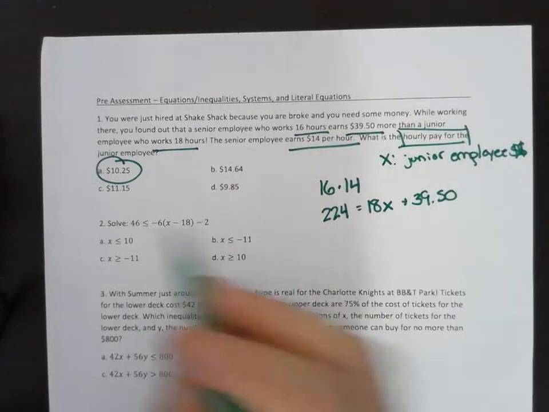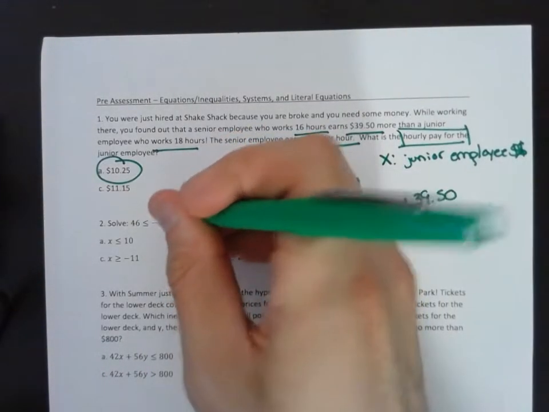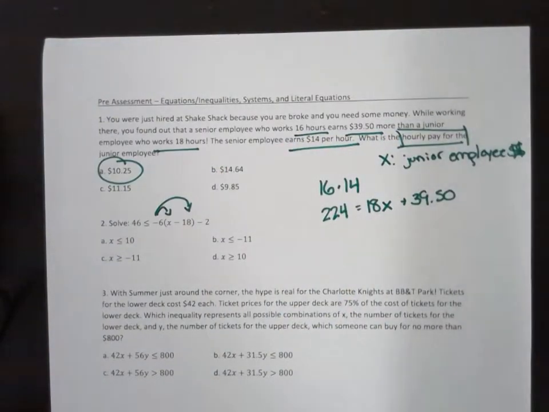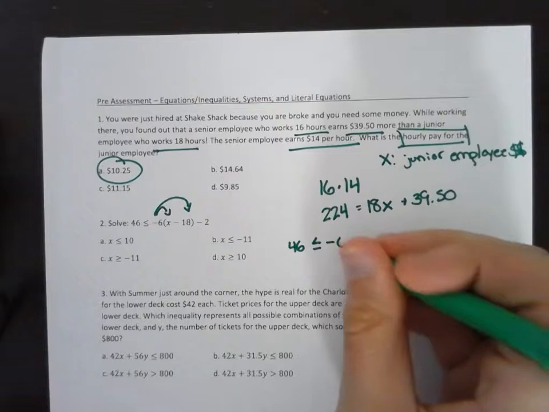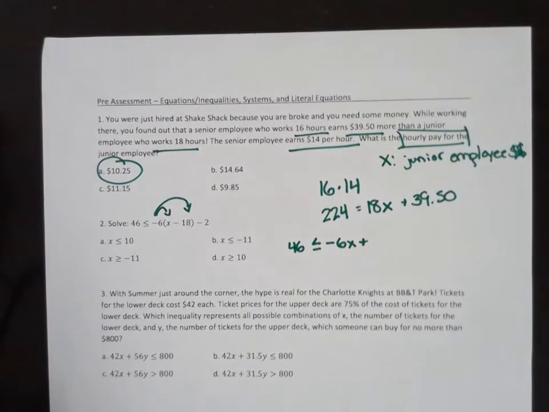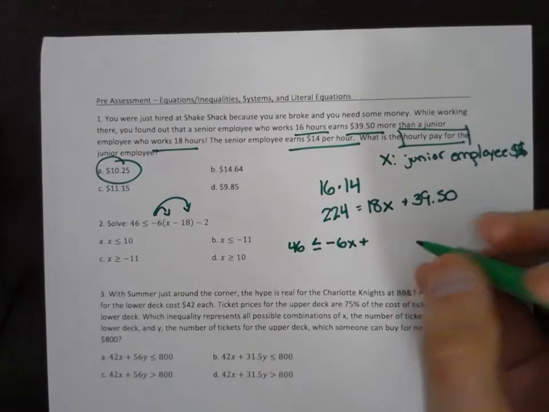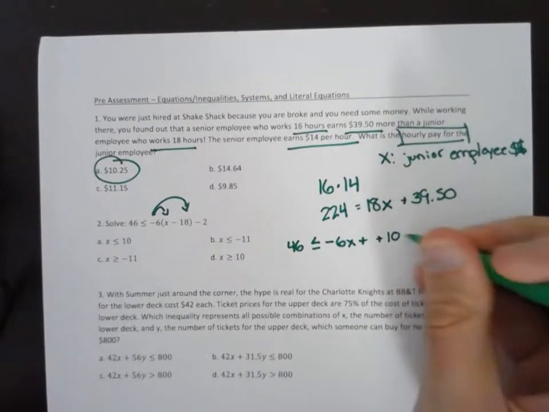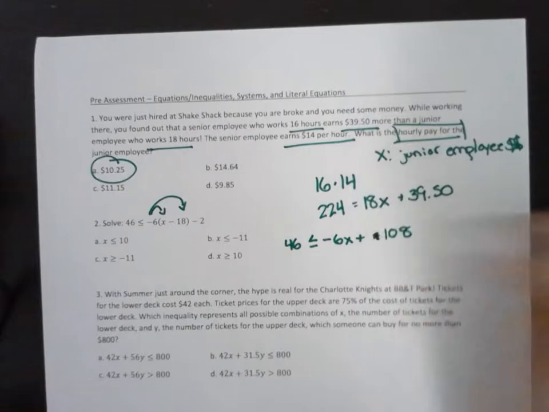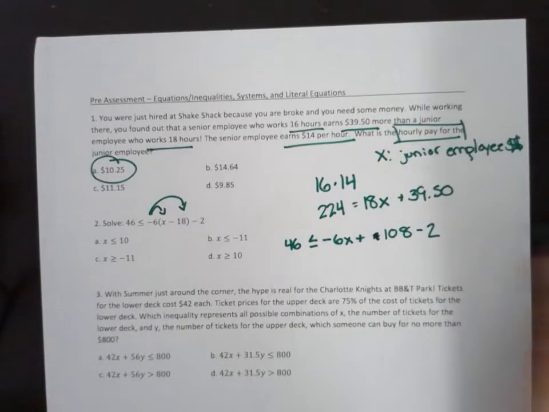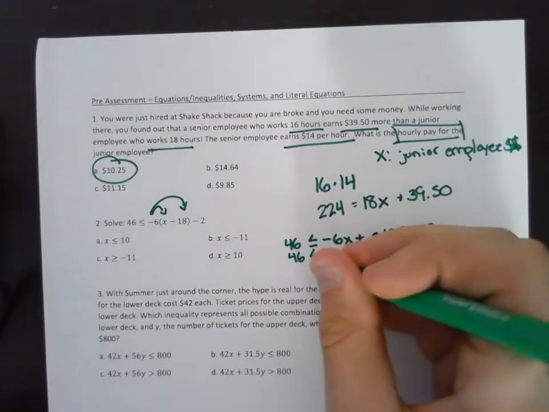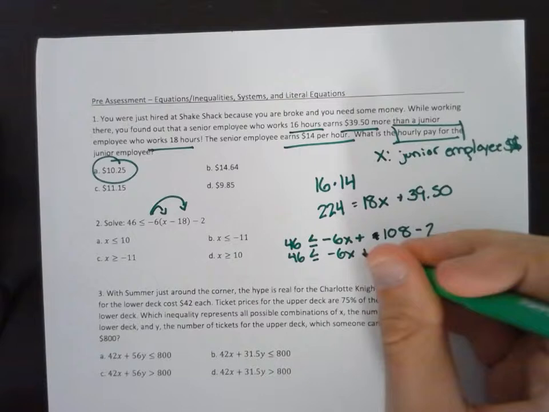So first and foremost, let's distribute this. So we're going to distribute the negative 6 through. So we're going to have 46 is less than or equal to negative 6x plus, when you do negative 6 times negative 18, we're going to get positive 108. Minus 2. So again, when you subtract 2, this is just going to be 106. Alright, so I have 46 is less than or equal to negative 6x plus 106.